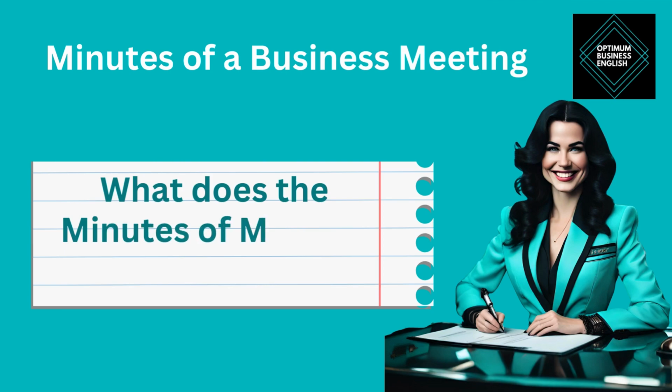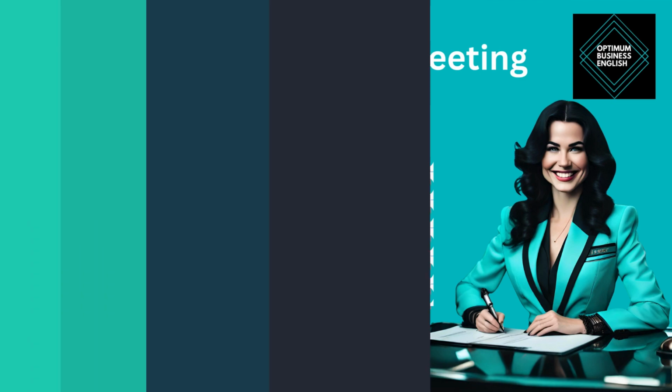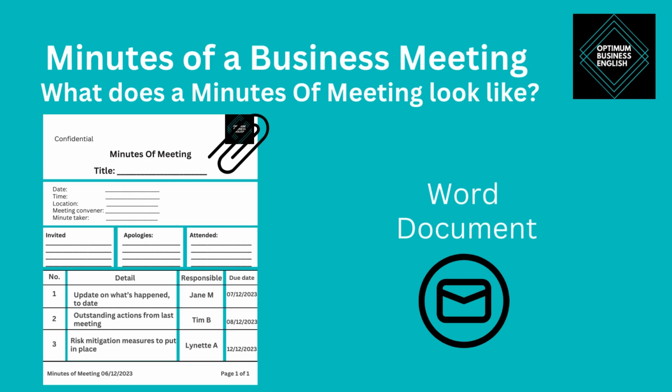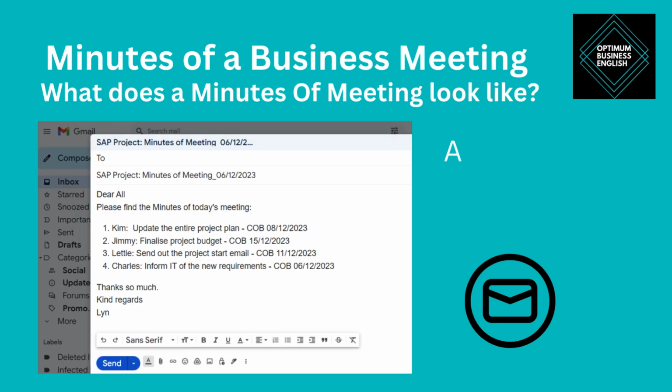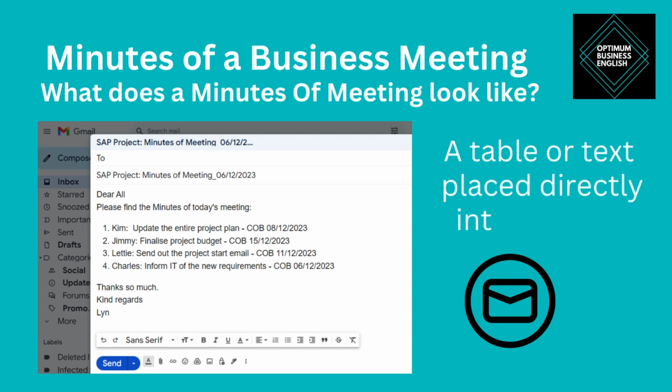So what does the minutes of meeting look like? It can be a Word document which is attached to an email, or it can be an Excel spreadsheet attached to an email. Or it could even be a table or text placed directly into an email without needing an attachment.